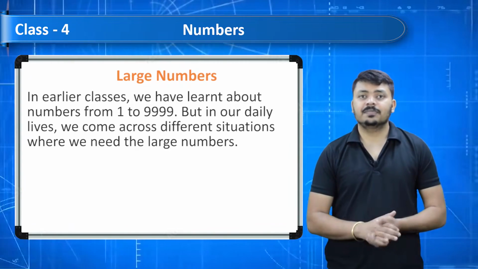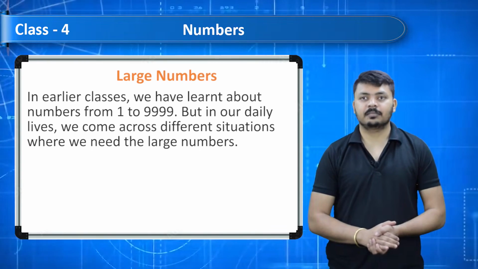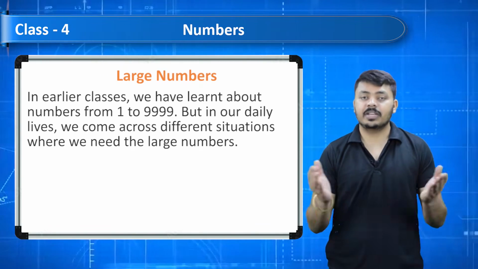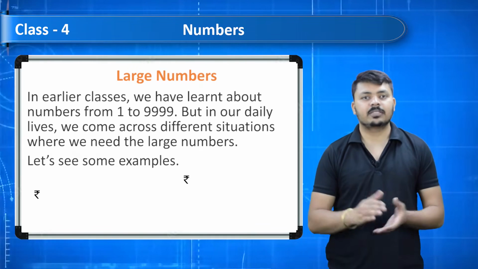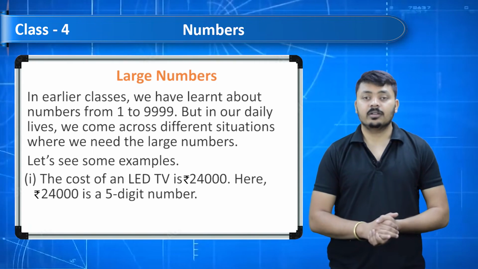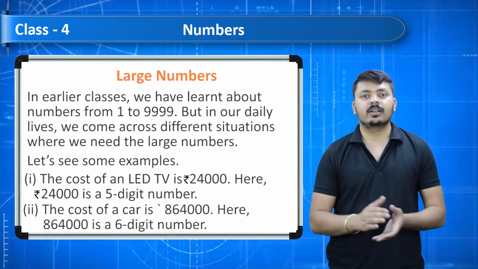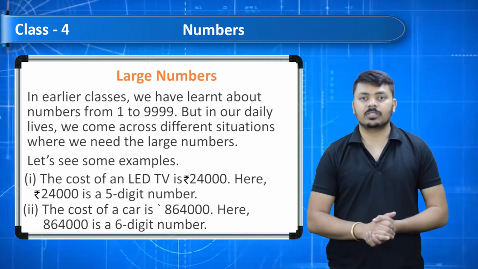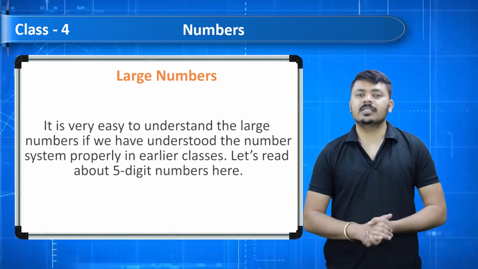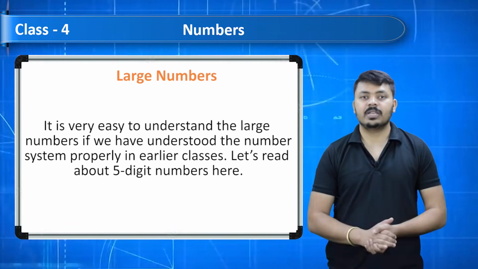In earlier classes, we have learned about numbers from 1 to 9999. But in our daily lives, we come across different situations where we need large numbers. Let's see some examples. First, the cost of an LED TV is 24,000 rupees. Here, 24,000 is a 5-digit number. Second, the cost of a car is 8,64,000 rupees. Here, 8,64,000 is a 6-digit number. It is very easy to understand the large numbers if we understood the number system properly in earlier classes.